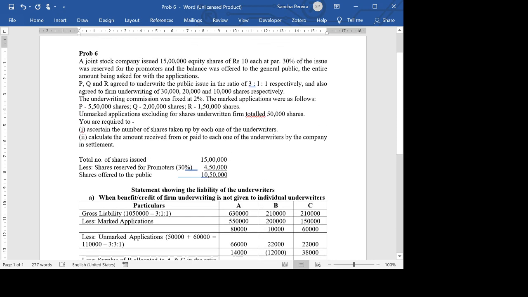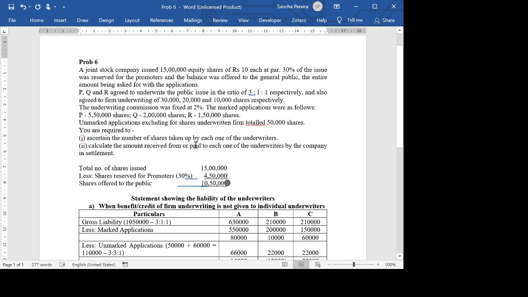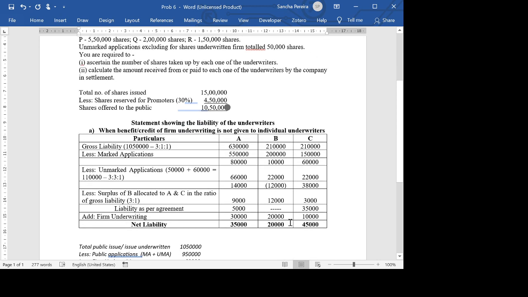Now they have asked us for another statement. Ascertain the number of shares taken up by each one of the underwriters. We have done this. Remember, this is not in rupees. This is all in shares. 6,30,000 shares, 35,000 shares, 45,000 shares. It's not in rupees.